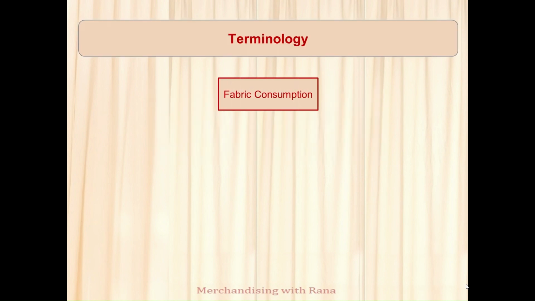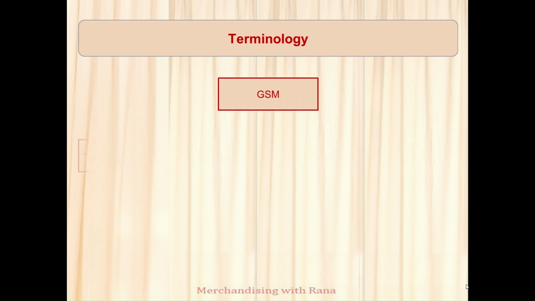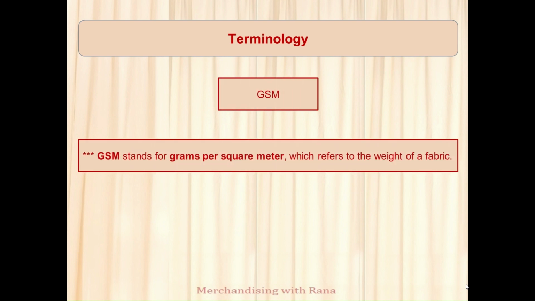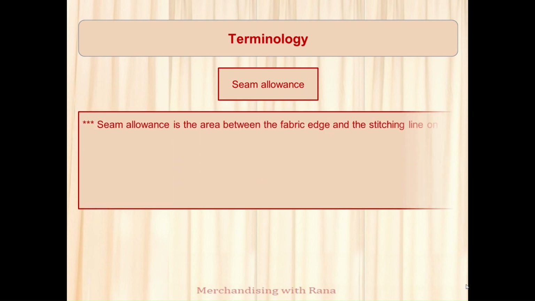So, terminology. Fabric consumption means the length or weight of fabric needed for making a single piece of garment. Then GSM. GSM stands for grams per square meter, which refers to the weight of fabric. Okay. Seam allowance. What is seam allowance?